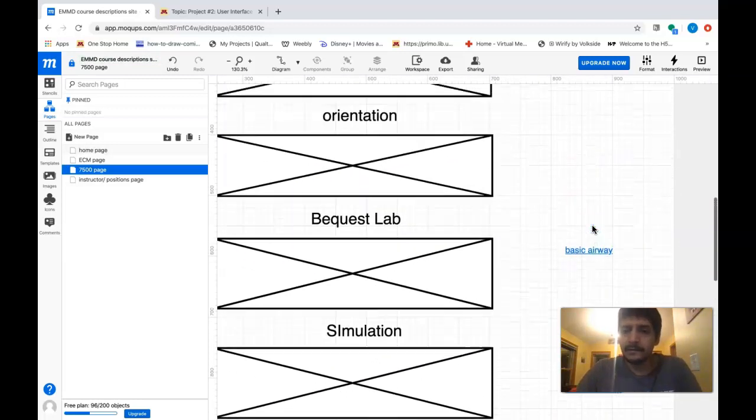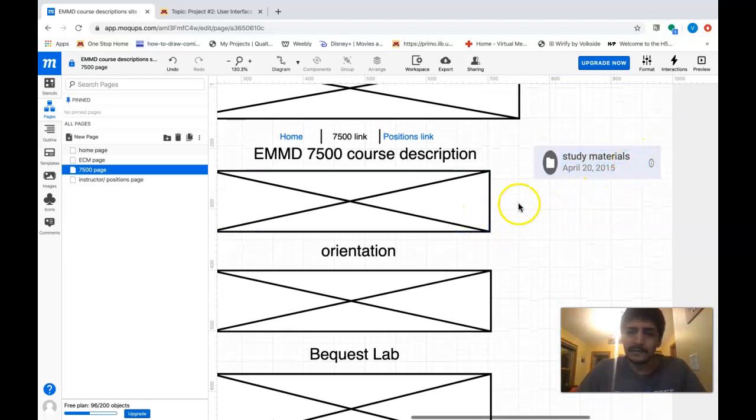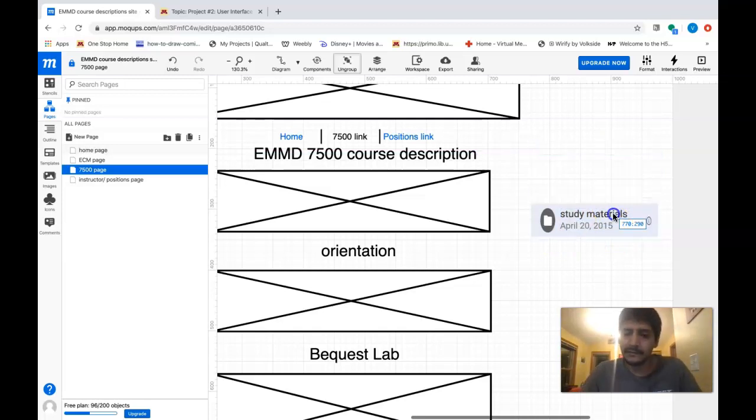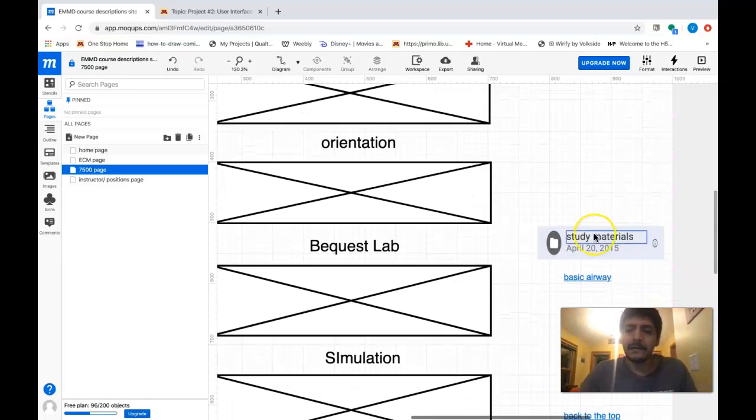There aren't as many study materials in this course, however I do want to include them. Probably will actually end up moving this down here next to the bequest lab, because the most study materials are going to be there. Bequest lab is working with donors, which is what we call them, cadavers is what you would normally hear, but we like to call them donors. And typically the study materials include what procedures are done on the donors, which include a lot of basic airway, which is why I would also include a link to basic airway techniques like intubation.